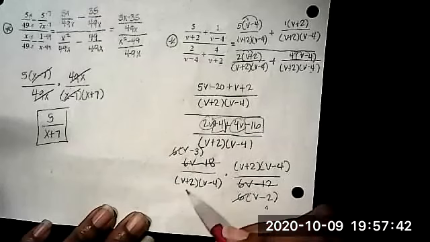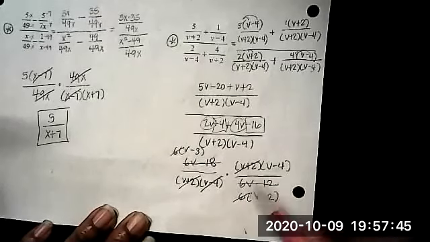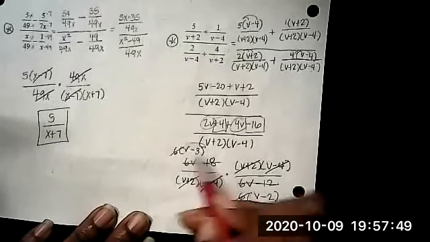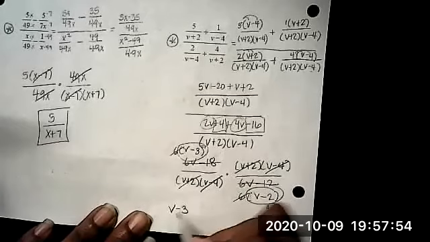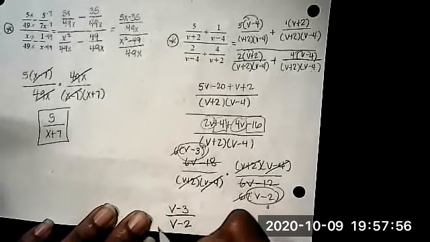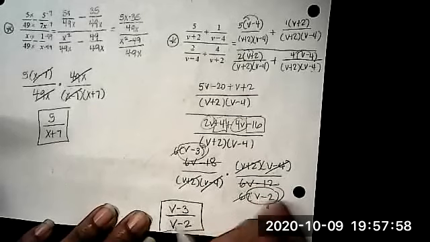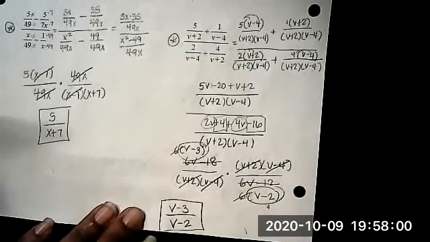So the 6's cancel out there, but the binomials do not. B plus 2, B minus 4, B minus 4 cancels out. B minus 3 is left over here, and over B minus 2 is left over. This is your answer. You cannot cancel out the B's. Do not do that.